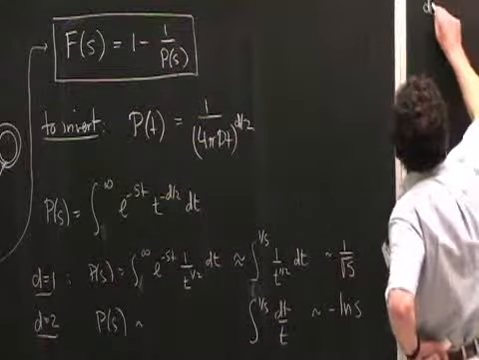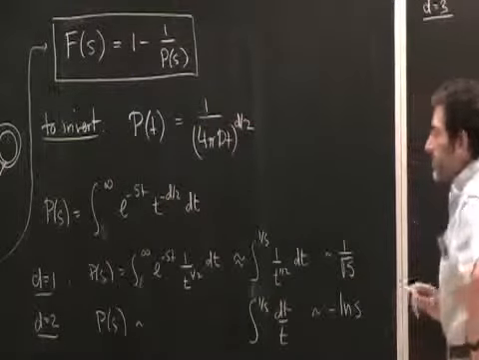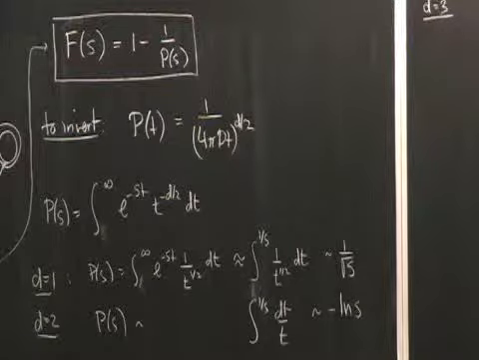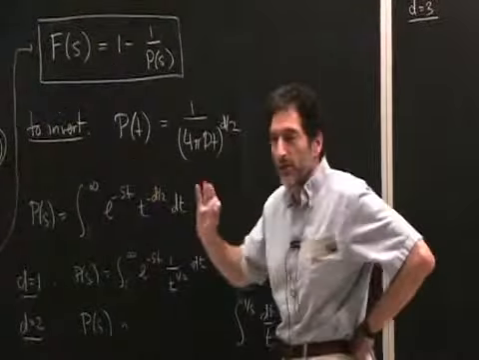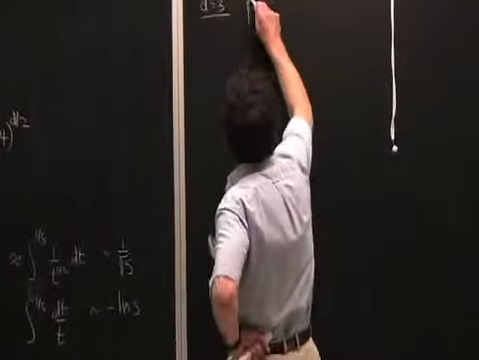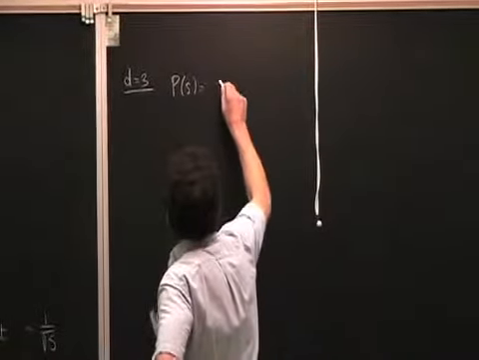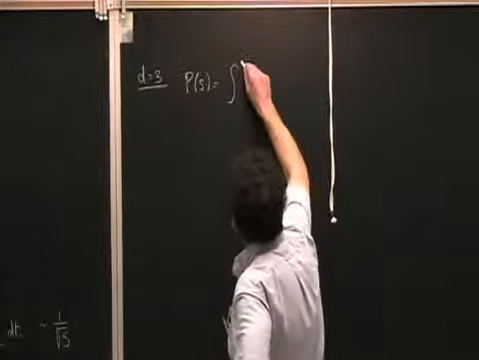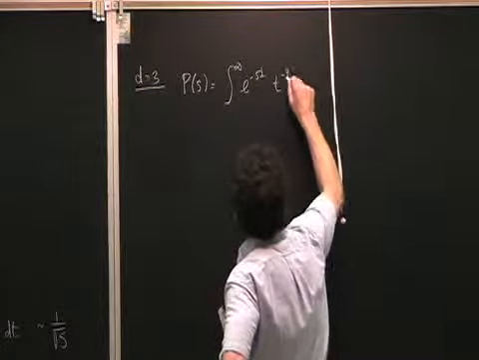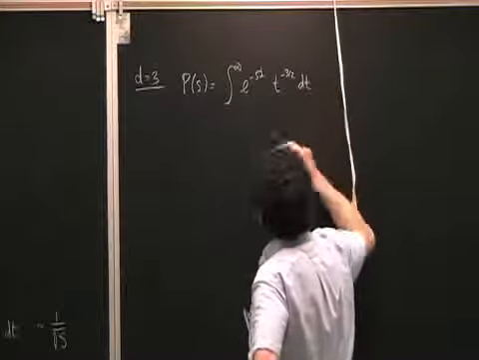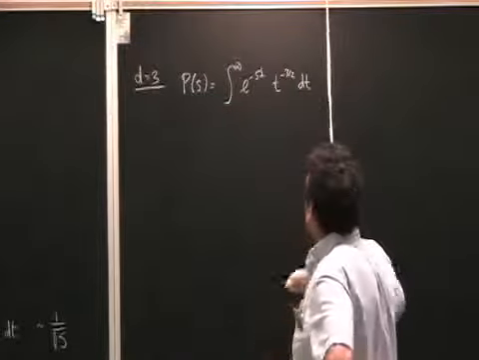D equals 3, we have to work a little bit harder because the integral converges. So the full integral is perfectly well convergent. So let me write now p of s equals this with an undetermined lower limit, integral to infinity e to the minus st, t to the minus 3 halves dt. So when s goes to 0, this is perfectly well defined.